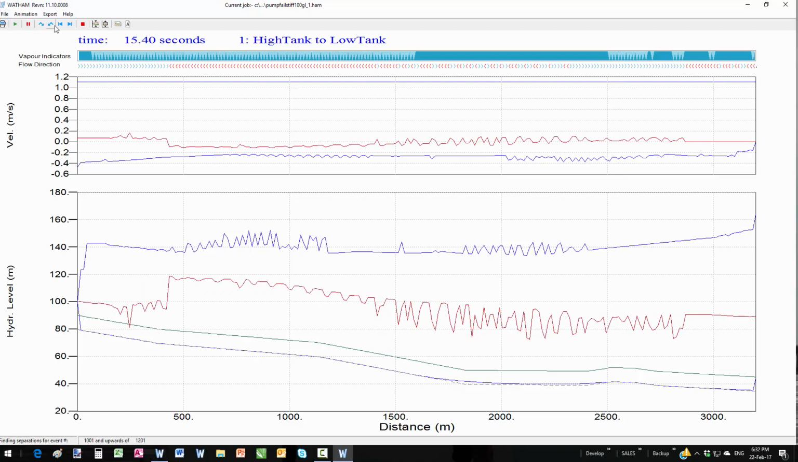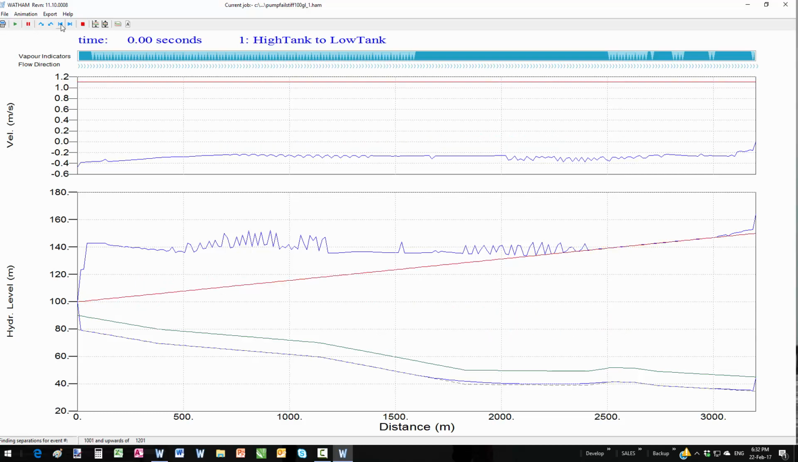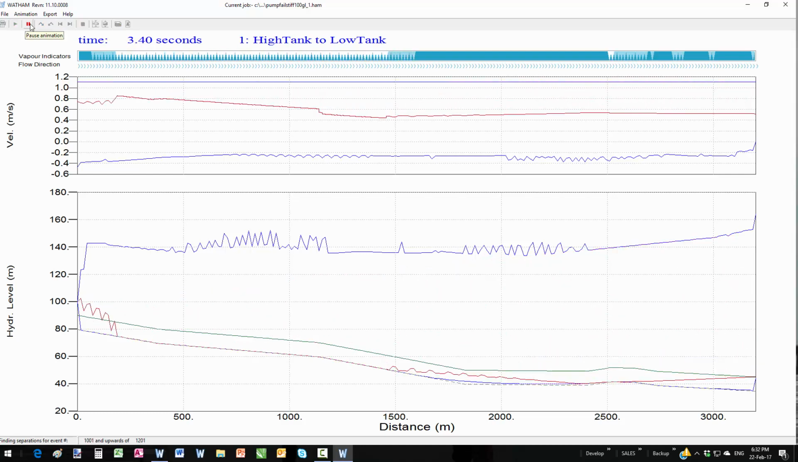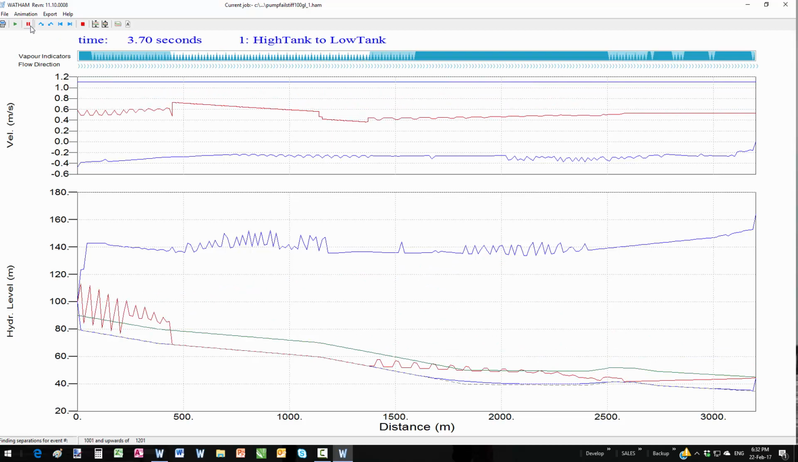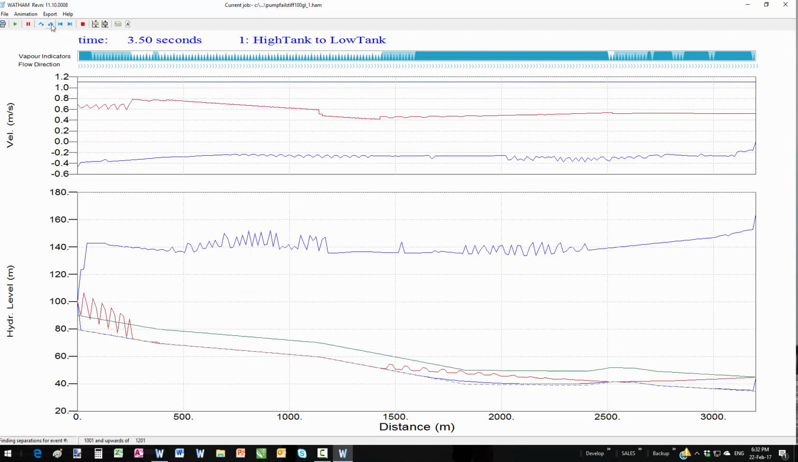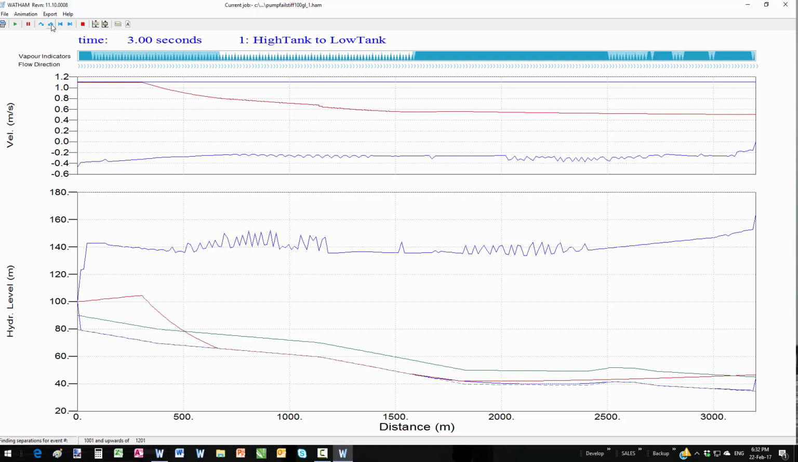I will rewind the animation, start it from the beginning, and stop it about here and go back to the 3 seconds time step. Here at 3 seconds after the pump has lost power, the wave front, the head drop, has travelled down the pipe. The pressure in the more elevated parts of the pipeline has dropped to vapour pressure. The water in these parts of the pipeline is now vapour, not liquid.